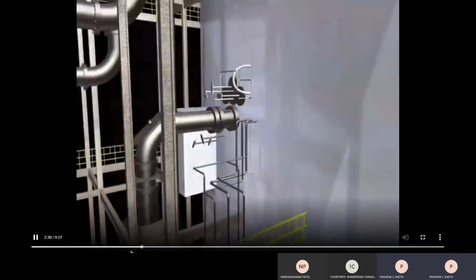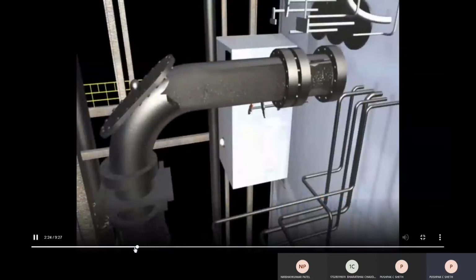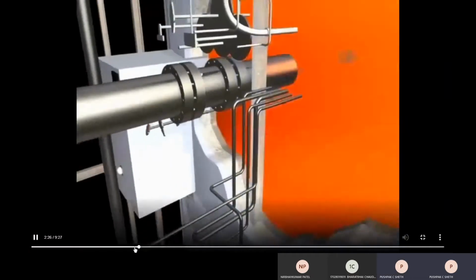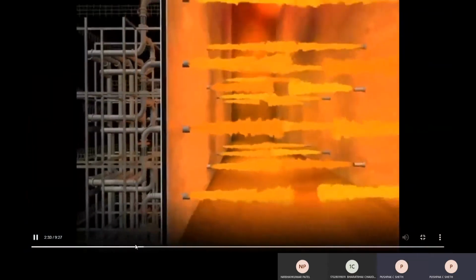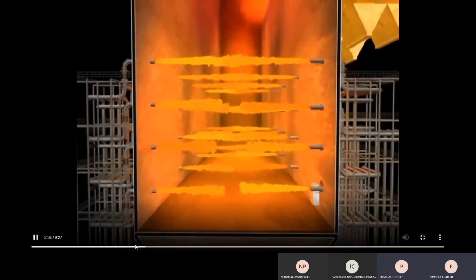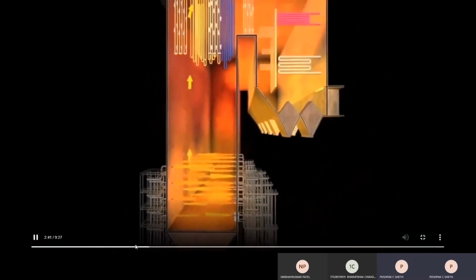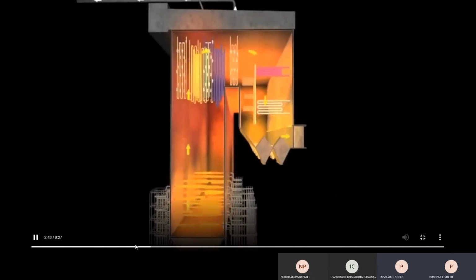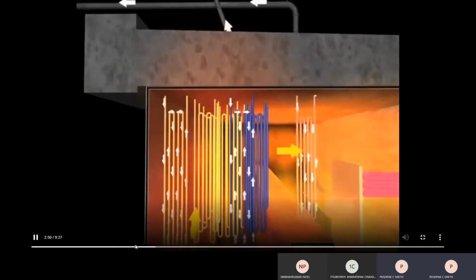See, you can see the mechanism. Okay. See, it is supplied with the air. You can see the number of burners and the mechanism of how the firing of the coal is taking place inside a boiler. See, basically it's a radiant heat transfer. Energy transfer is taking place with the help of radiation. Right.